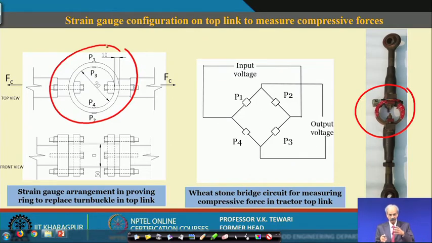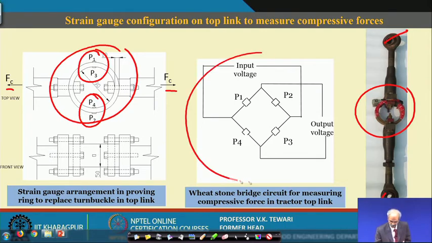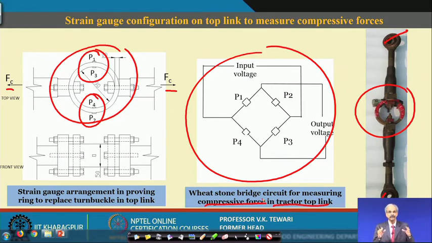That is why we have made a ring, and accordingly the placement of these gauges: you can see here the gauges are on P1, P3 here and P2, P4 over here, and this is the compressive force which will be experienced by this particular member when it is connected on one side here, the other side to the implement. And then, as earlier explained, this is the Wheatstone bridge for measurement of the compressive force in the top link. These are all taken together, and then we are in a position to measure the different values of the strains which we get in the lower link and the top link, at various positions.